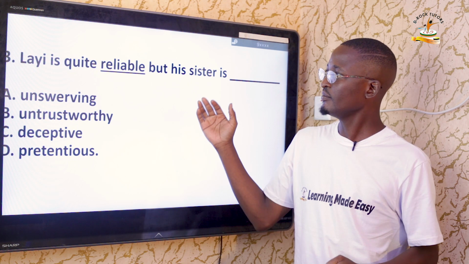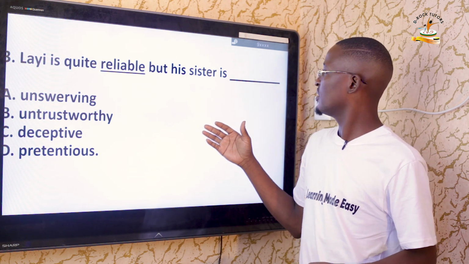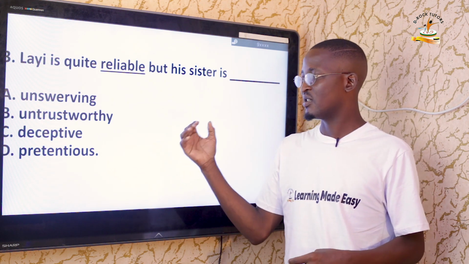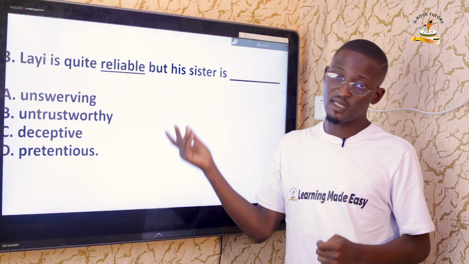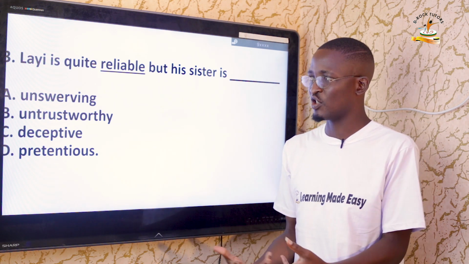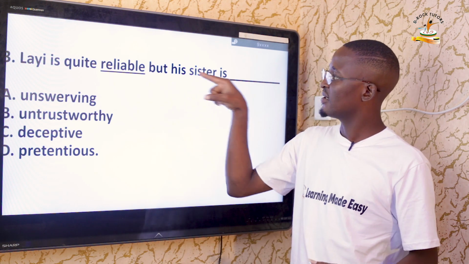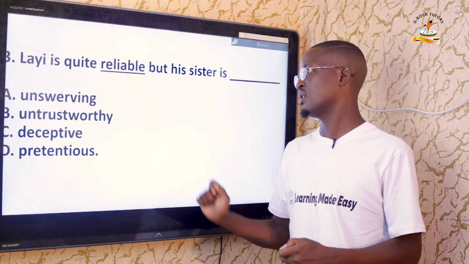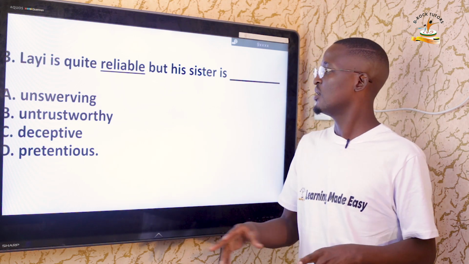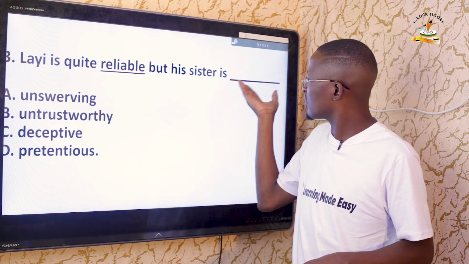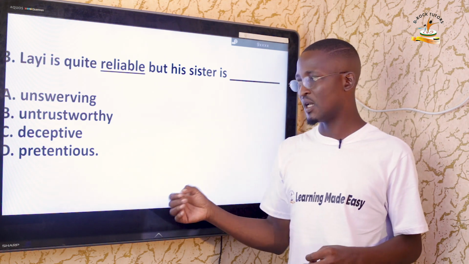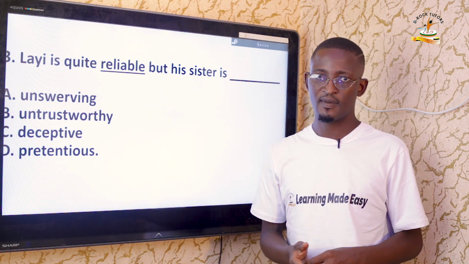Number 3. Liar is quite reliable, but his sister is dash. Unswerving, untrustworthy, deceptive, pretentious. Just like I just explained, you see that untrustworthy, unswerving, deceptive, pretentious could look synonymous. But you're talking about reliability of a human now. That is one to whom you can hold on to, that you can vouch for. And the next answer, because you are talking about human, will be untrustworthy. So why are you so untrustworthy rather than deceptive or pretentious?